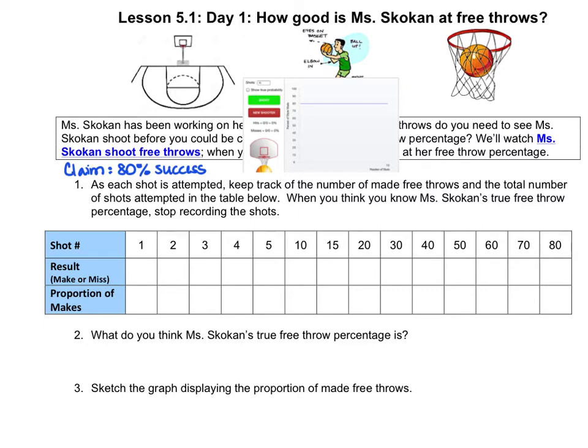So let me just make an example for you. Let's say on the first shot, it was successful. So that means one successful try out of 1 try is 100%. Let's say on the next one, it was not successful. So that means 1 successful try out of 2, that gives you a 50%. And then you're going to go on in this way until you are ready to make your estimate and put it under question number 2.